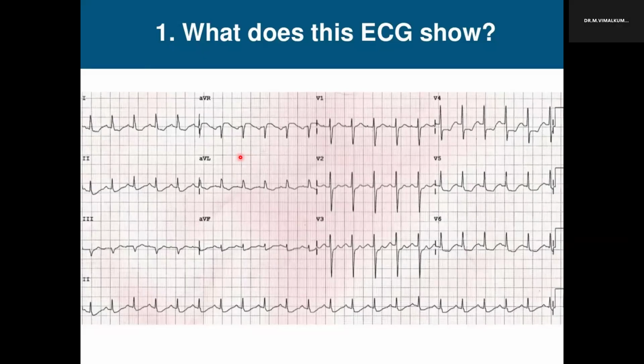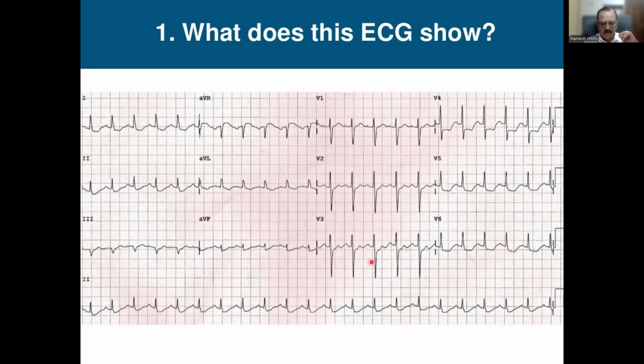There's ST depression in the lateral leads. Everybody able to pick up the ST depression? ST depression in V4, V5, V6, exactly. Which coronary artery is supplying this area? Anterolateral. Very good. Lateral. Okay. Which coronary artery is supplying this? Again left circumflex.